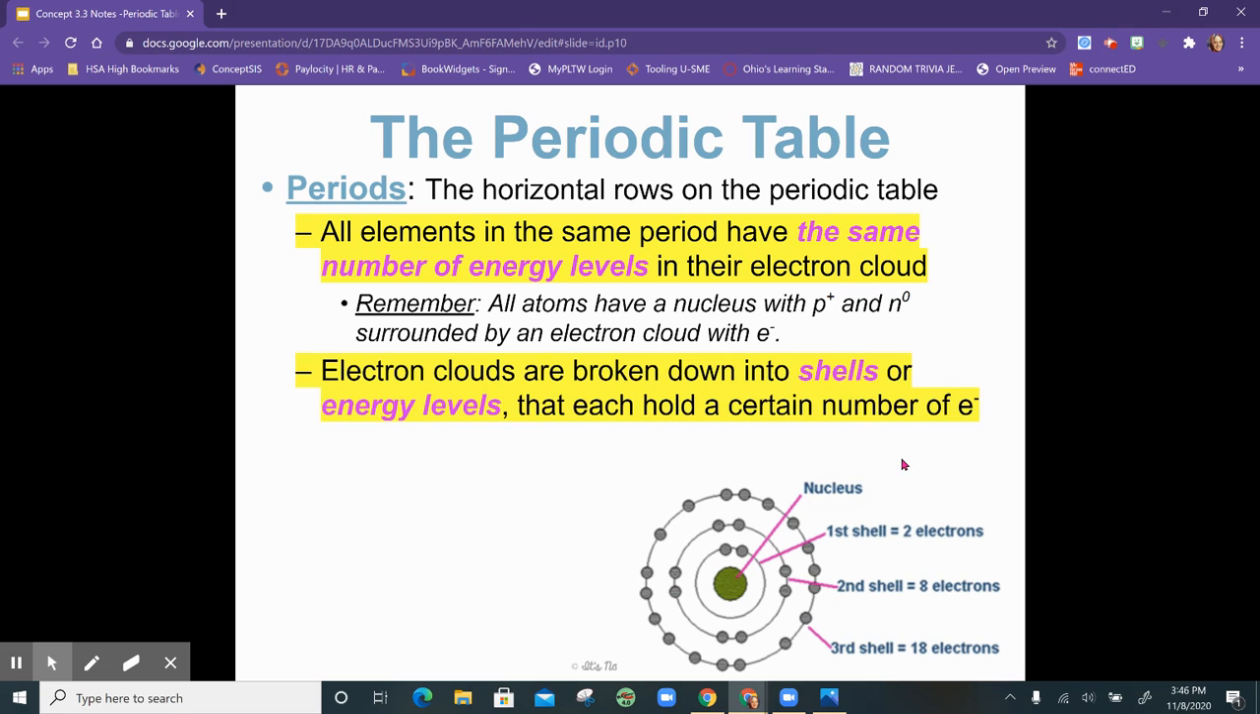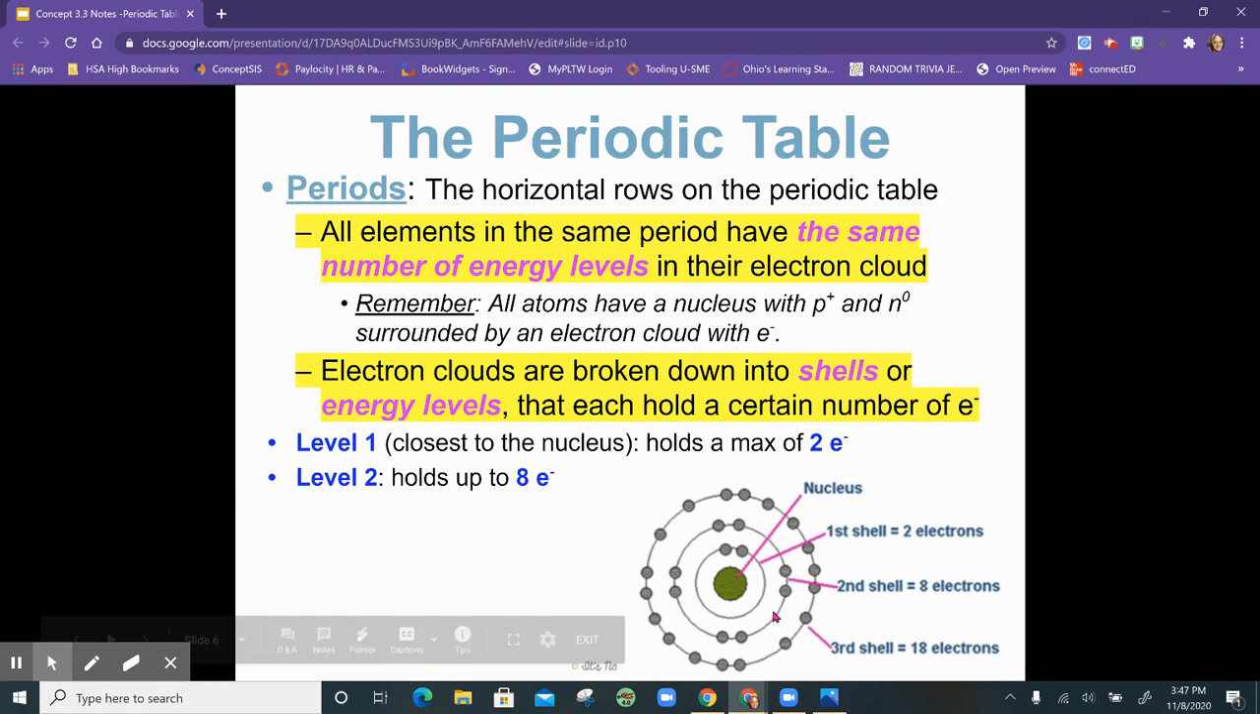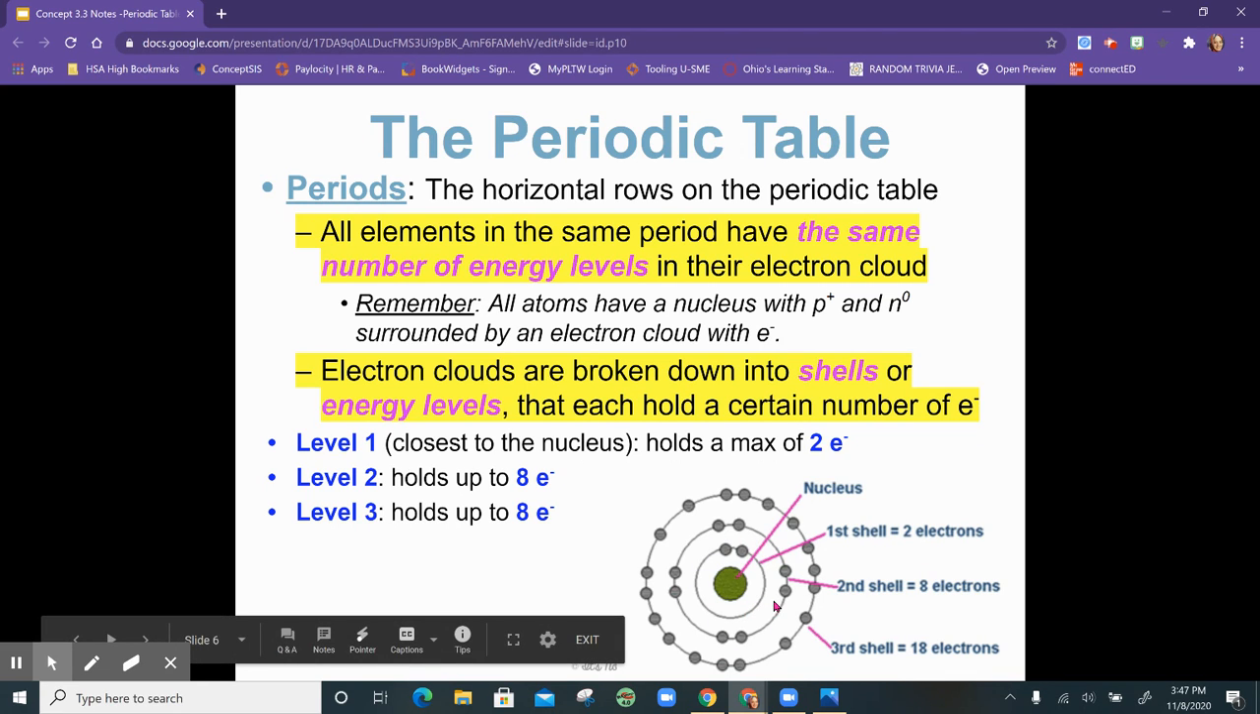All right. Electron clouds are broken down into shells or energy levels, and each holds a certain number of electrons. We may not know this, so make sure your ears are on. Level 1 has a maximum of 2 electrons. I might have recorded a voice message for your Bohr atomic model worksheet last week, so if you remember, that's going to be a kind of repetition. Level 1 is the closest to the nucleus, so this one has a maximum of 2. Level 2 has a maximum of 8. Level 3 has a maximum of 8.